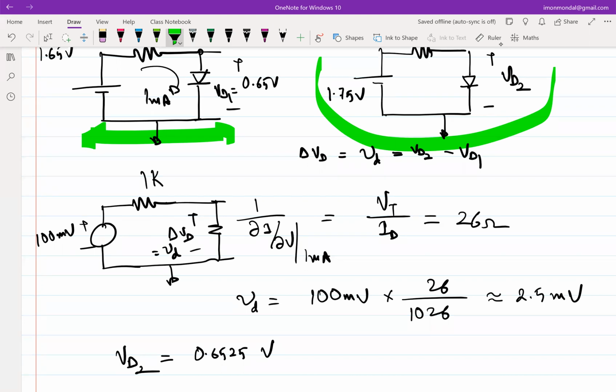Not much, because even though you have changed one part of the circuit by 100 millivolt, across the diode it has only increased by 2.5 millivolt. So it's a fair enough approximation, and I'll start off everything with 650 millivolts.